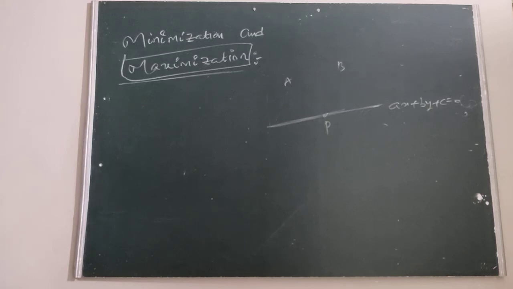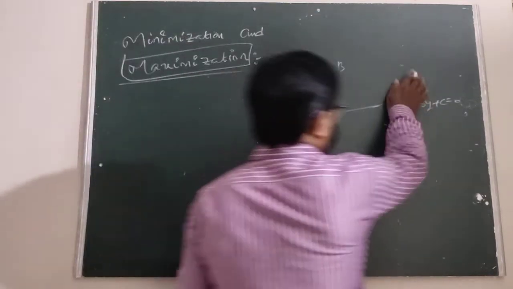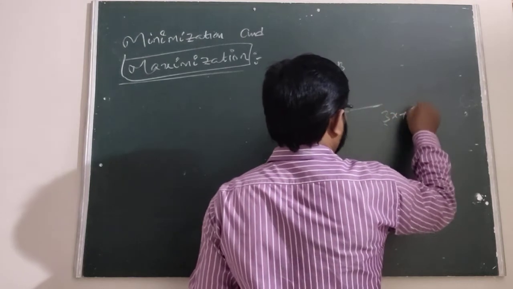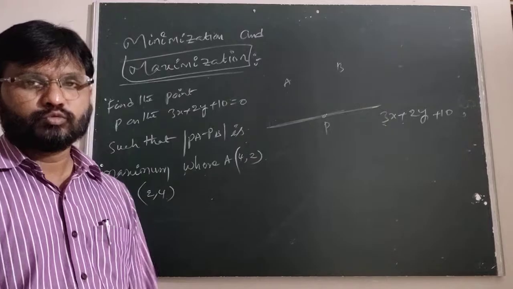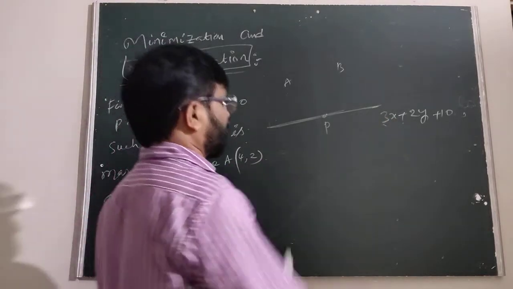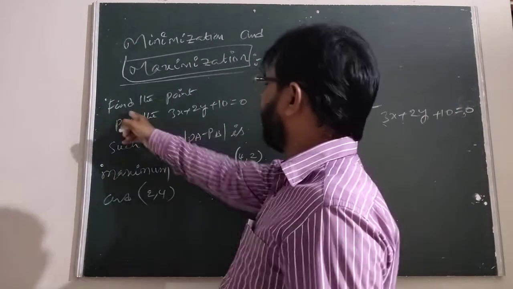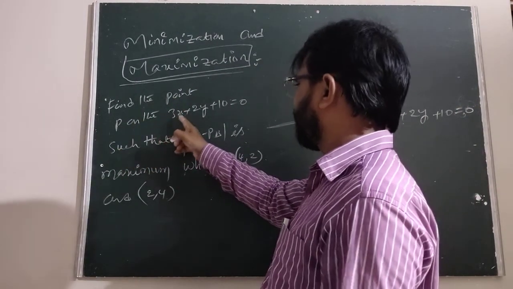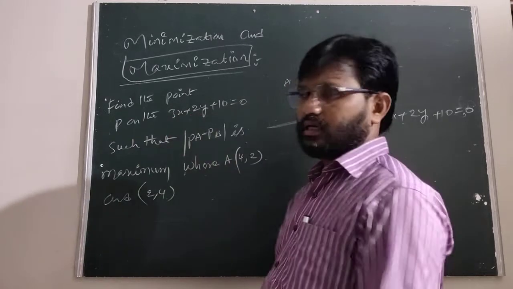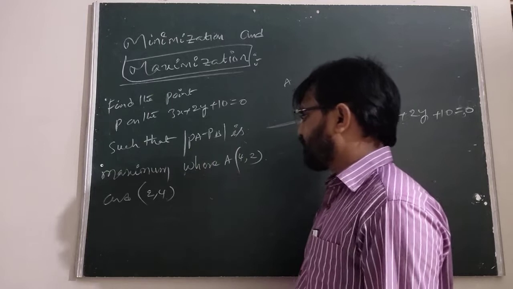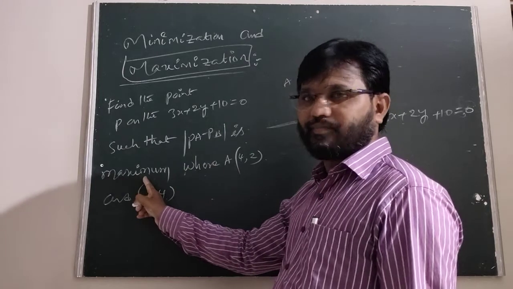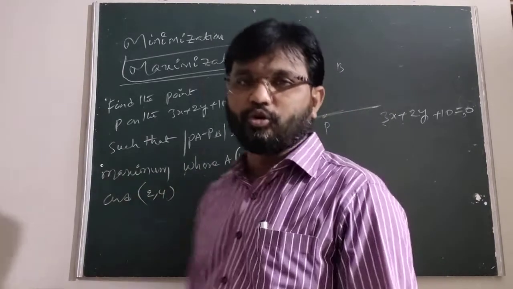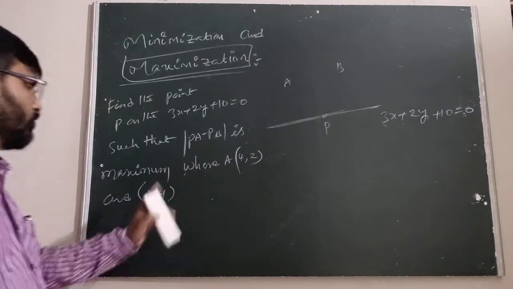Suppose the line is, we take some 3x plus 2y. All of you listen here. The line 3x plus 2y plus 10 equal to 0. Find the point P on the line 3x plus 2y plus 10 equal to 0 such that modulus of PA minus PB is the maximum. Okay? Where the points are 4, 2 and 2, 4.